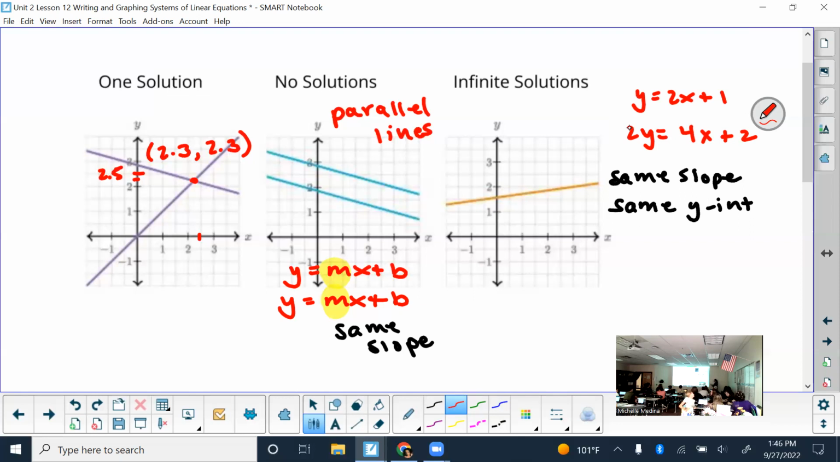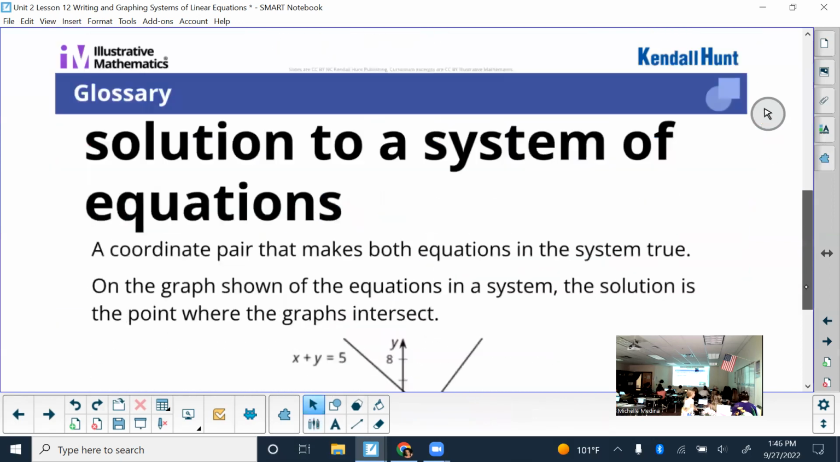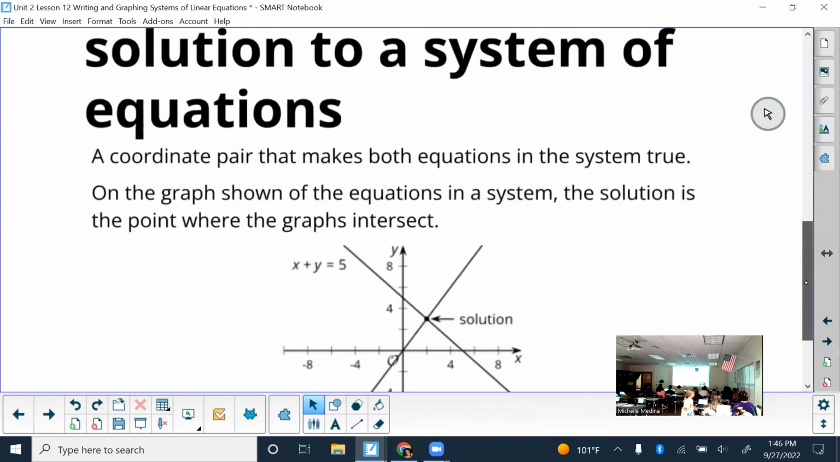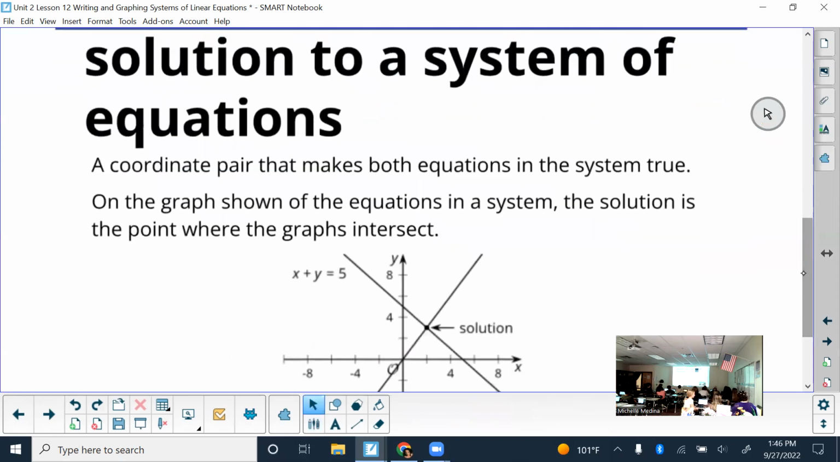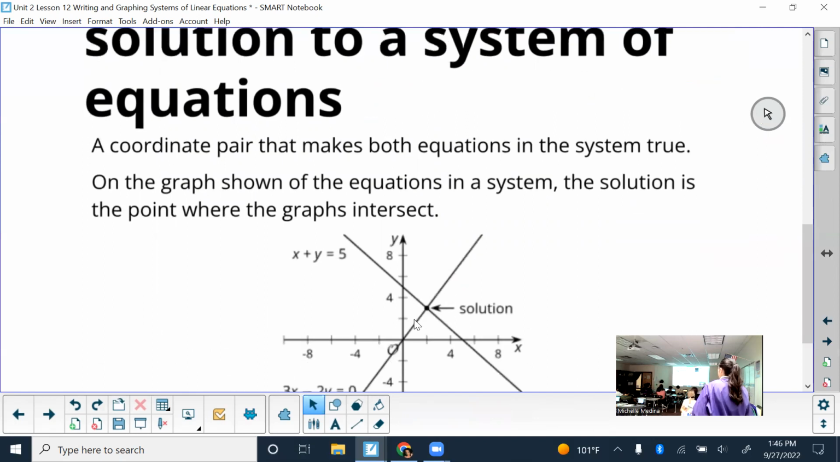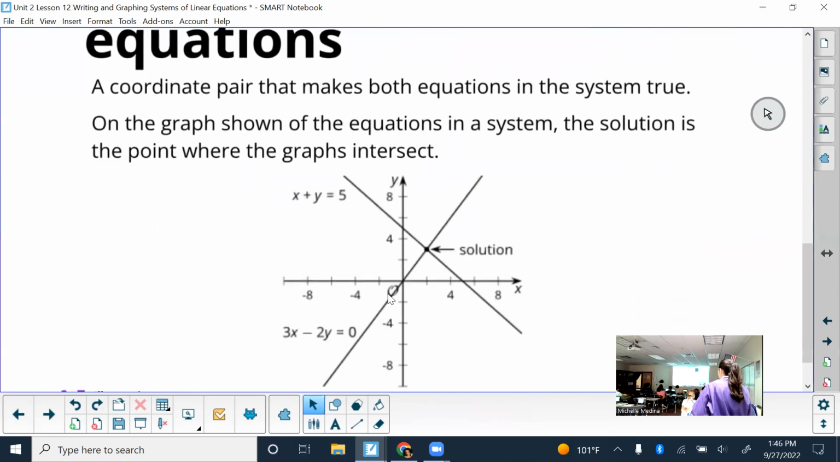So think of it as a previous lesson when we did equivalent equations, or equivalent ways of writing things. If I could manipulate it and get the others, then they're equivalent. Make sense? All right. So just be aware of that. That's how you know if it's one, no solution, or infinitely many solutions. Here is that definition again. We already wrote it down. The solution to a system of equations is the coordinate pair that makes both equations in the system true. Graphically, where they intersect. Good, any questions?